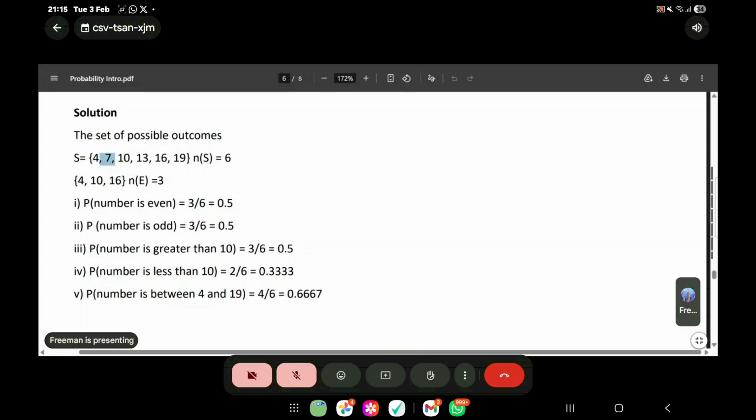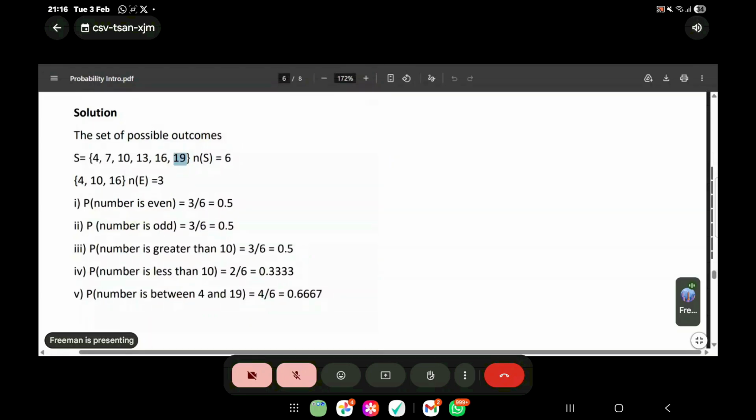So the number is greater than 10, and we did that one. Less than 10, we have 2 numbers. So the number is between 4 and 19. So we have 4, we have 19. How many numbers are in between? We have 7, 10, 13, and 16. So we have 4 numbers out of the 6 numbers that are between 4 and 19.